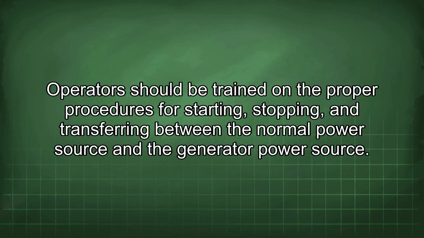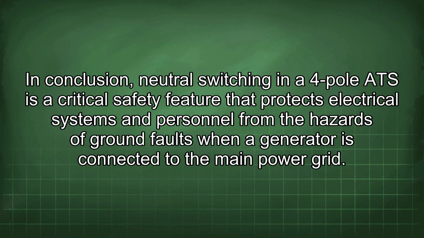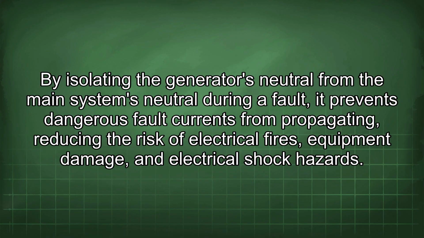In conclusion, neutral switching in a 4-pole ATS is a critical safety feature that protects electrical systems and personnel from the hazards of ground faults when a generator is connected to the main power grid. By isolating the generator's neutral from the main system's neutral during a fault, it prevents dangerous fault currents from propagating, reducing the risk of electrical fires, equipment damage, and electrical shock hazards.